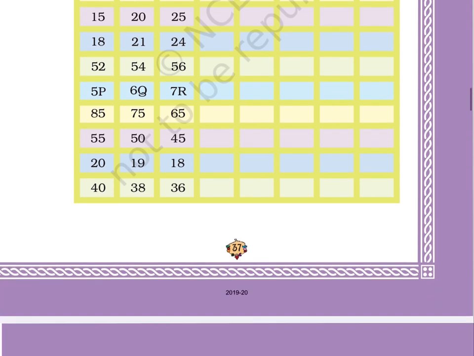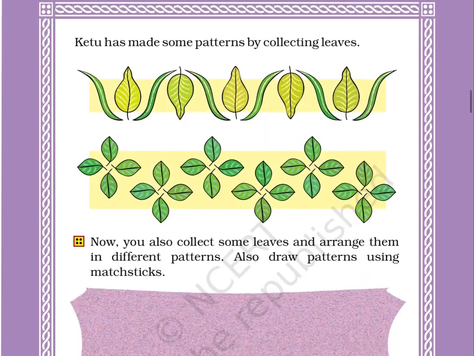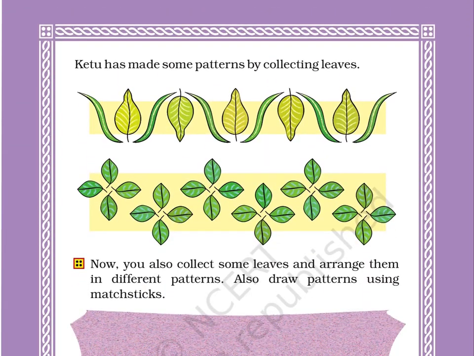Page number 38. Kitu has made some patterns by collecting leaves. The picture shows two patterns made by Kitu using different leaves. Pattern 1 has two types of leaves. Leaf 1 is like a thin, curvy line, and leaf 2 is a thick leaf with a stem.